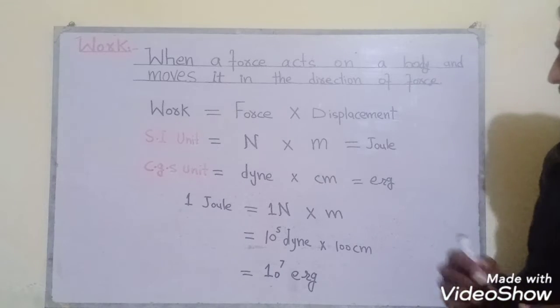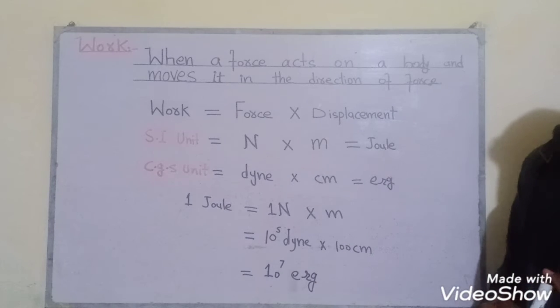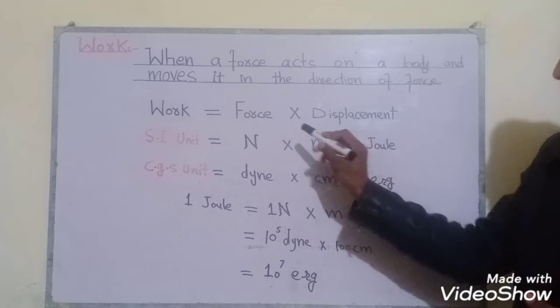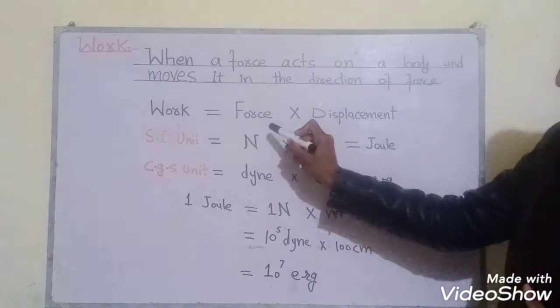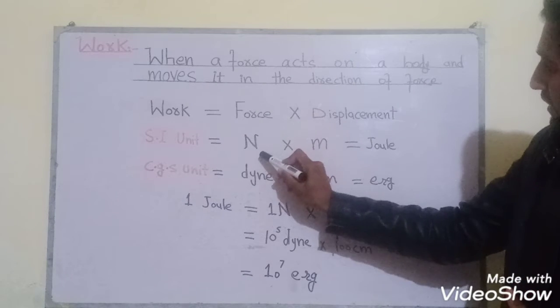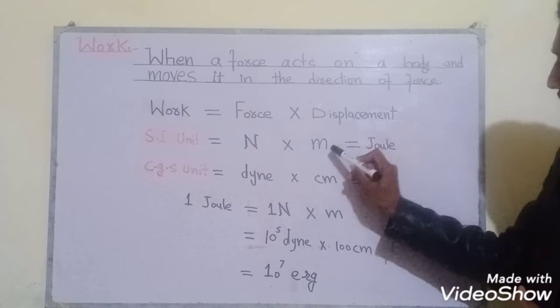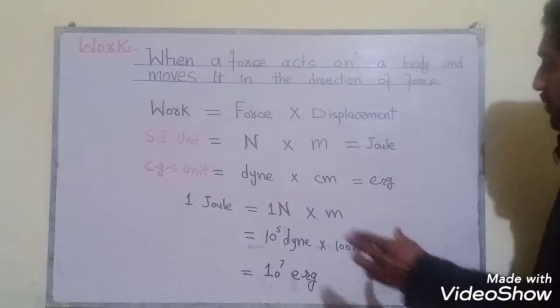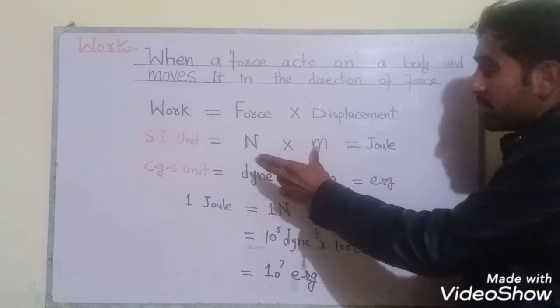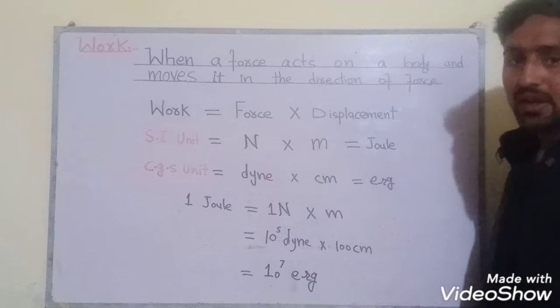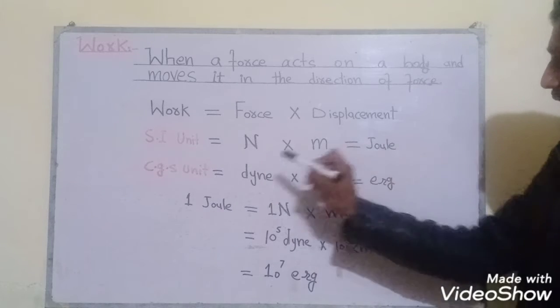Now we discuss its SI unit and CGS unit. In the SI system, force has the unit Newton and displacement has the unit meter. It becomes Newton meter, which is equal to joule.